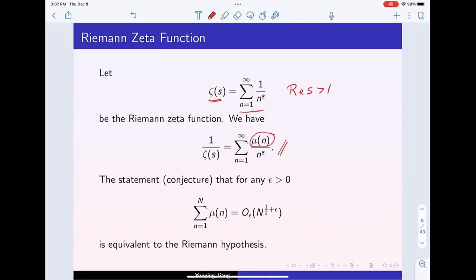Another statement, actually that statement or conjecture, whatever you want to say, is that for every epsilon bigger than 0, the summation of this mu n has order n to the power half plus epsilon. That's really equivalent to the Riemann hypothesis. So that's all the thing from number theory.